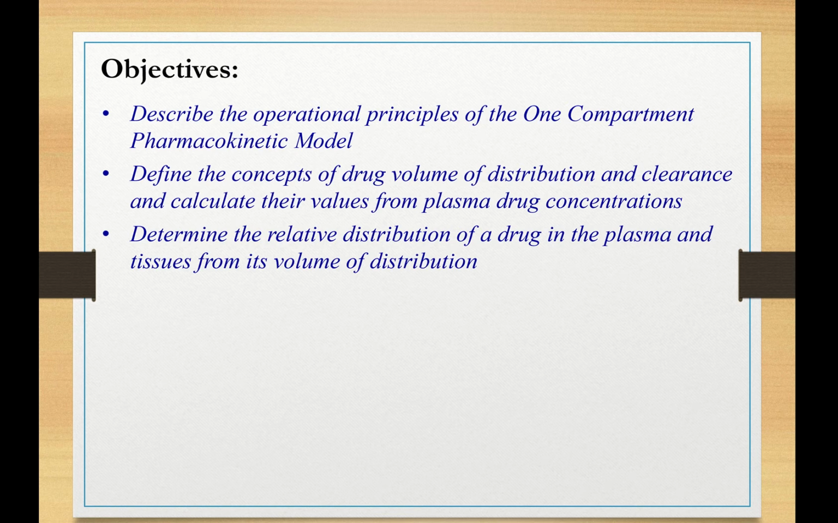Today's objectives are to describe the operational principles of the one-compartment pharmacokinetic model, define the concepts of drug volume of distribution and clearance, learn how to calculate their values from plasma drug concentrations, and learn how to determine the relative distribution of a drug in the plasma and tissue from its volume of distribution.